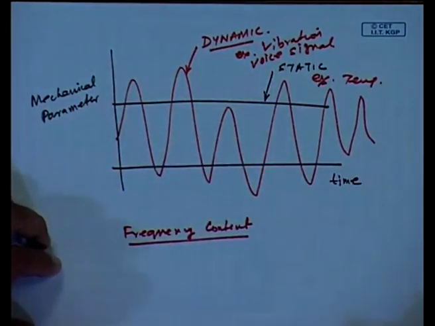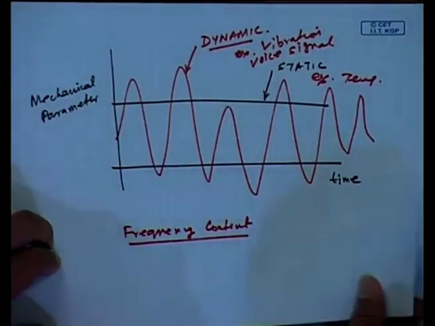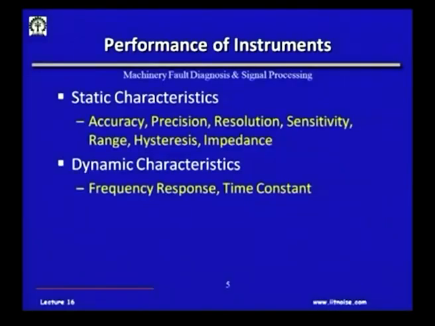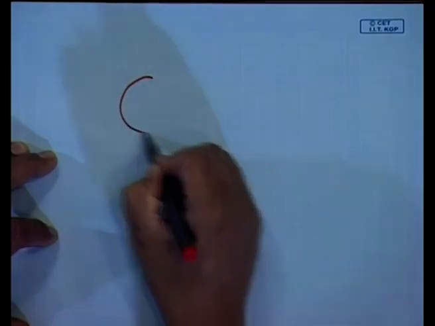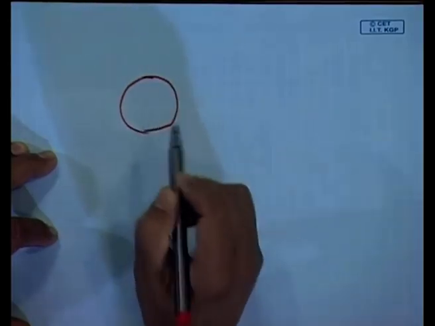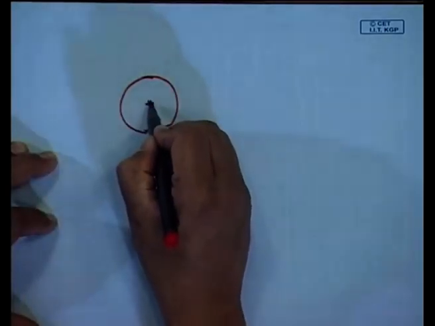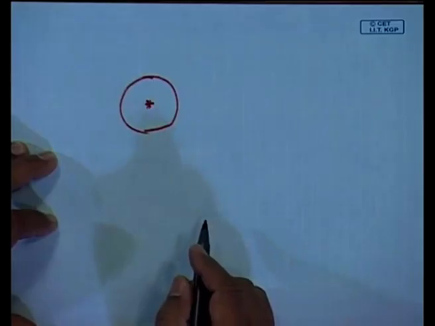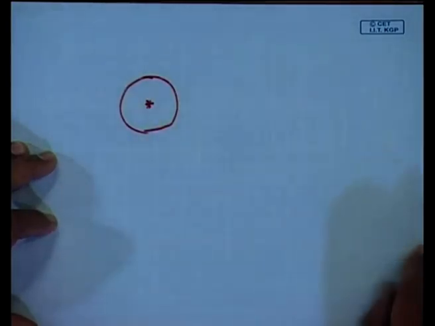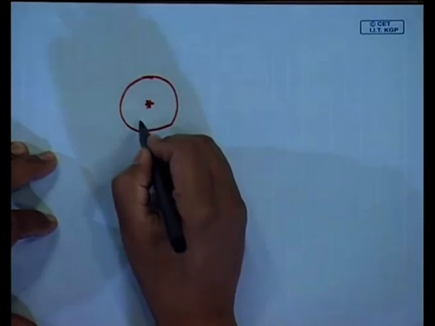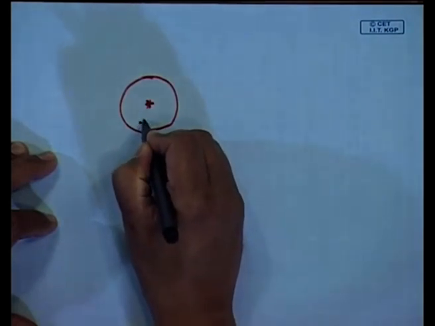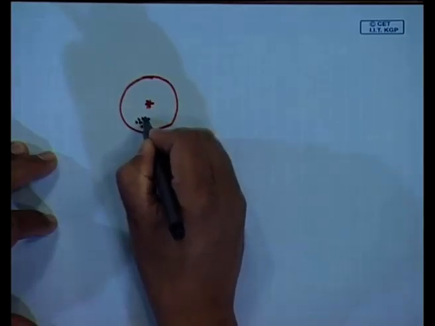Okay. Now, what are the static characteristics of an equipment or a transducer? For example, I will give you an example. I know that this is my actual quantity which is to be measured, but each time I measure, I am reporting these values. Okay, this is one case.